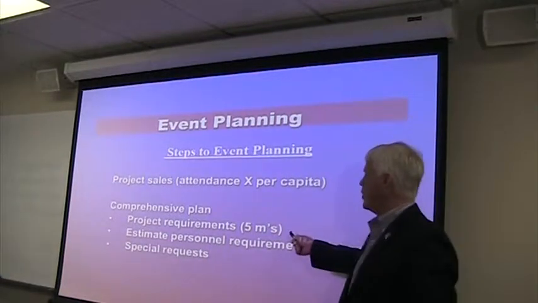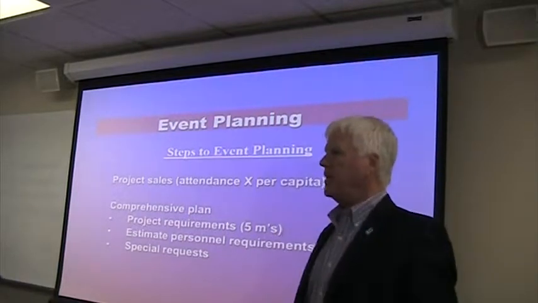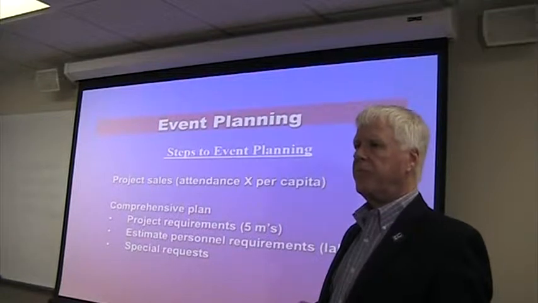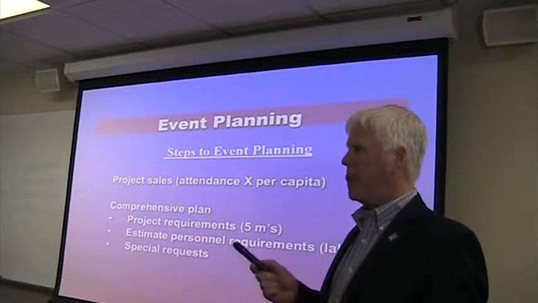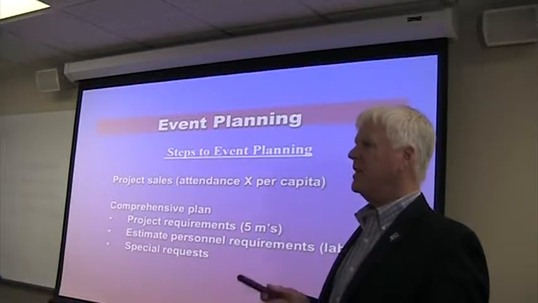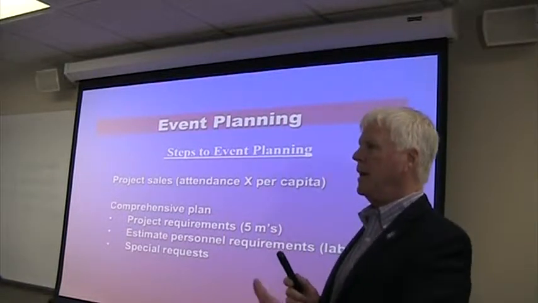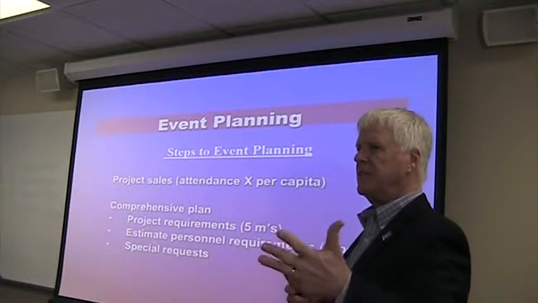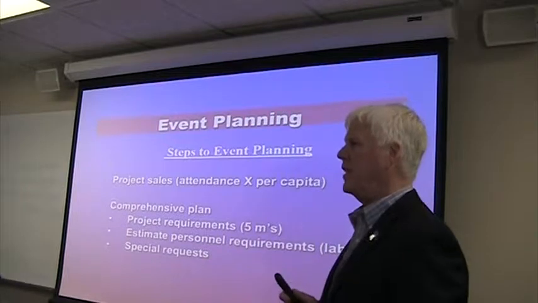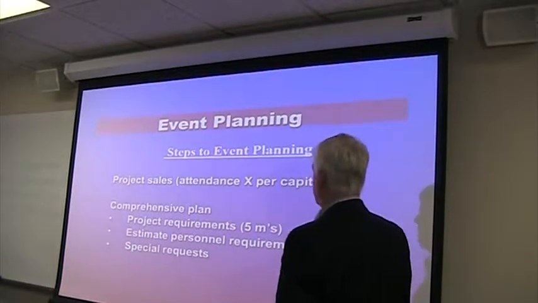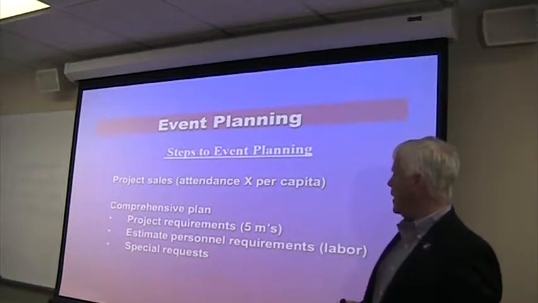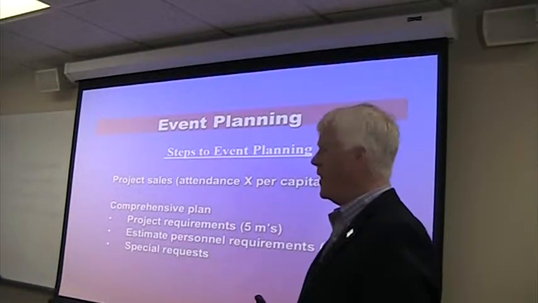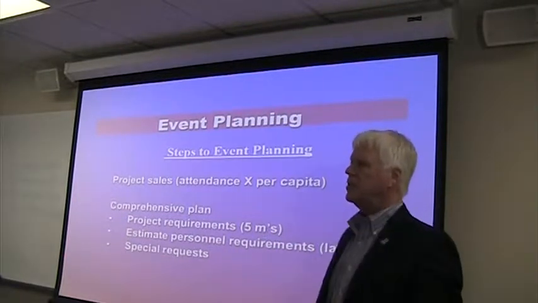The first thing, if we're going to create a plan, is to think about the 5 M's. Who remembers the 5 M's? Money, machines, manpower, methods, and materials. Those were the 5. You did good. See? You're retaining some of this information. So we need to estimate the number of people, or the personnel requirements for this particular event, and then any special events or special requests.